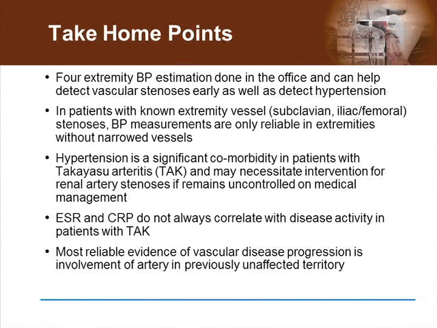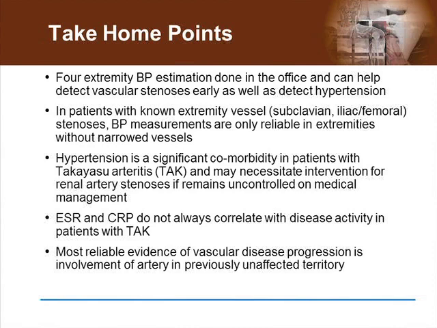Hypertension is a significant comorbidity in patients with Takayasu's and may necessitate intervention for the renal artery stenosis if the blood pressure remains uncontrolled on medical management. Even after intervention, the blood pressure may continue to remain elevated and require antihypertensive therapy. ESR and CRP, which we use as markers of inflammation, do not always correlate with disease activity in Takayasu's and should not be used in isolation to judge disease activity.